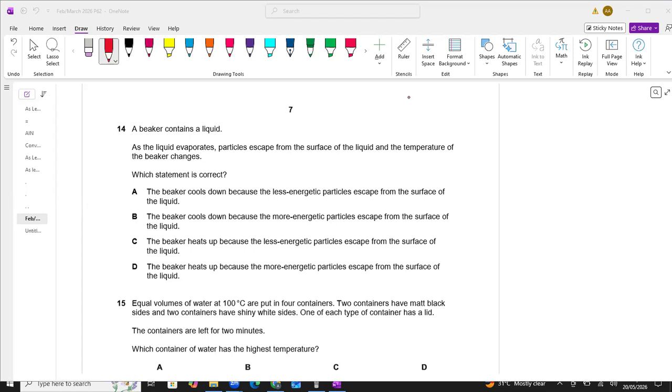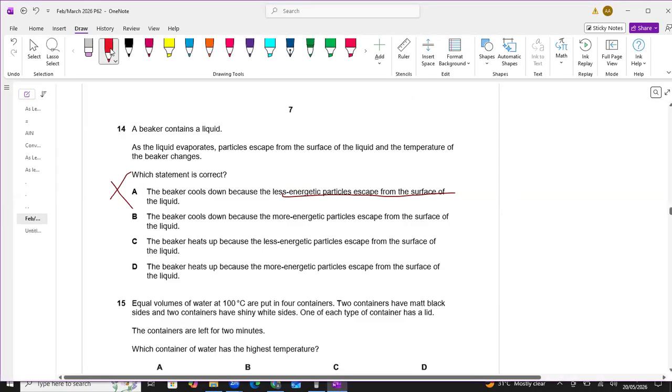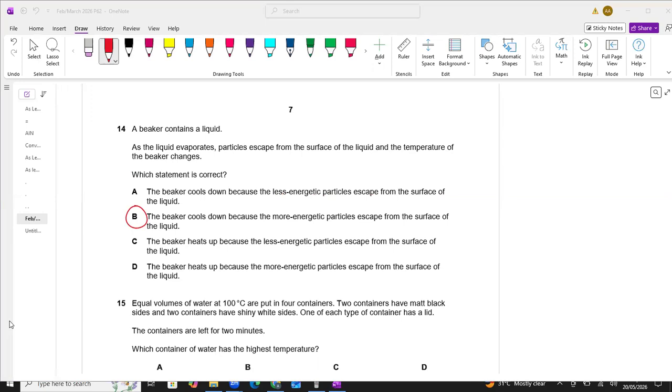So now they are asking which statement is correct. In option A, they are saying the beaker cools down because the less energetic particles escape from the surface. No, how can less energetic particles escape from the surface? Obviously, it is not possible. Now in option B, they are saying the beaker cools down because the more energetic particles escape from the surface of the liquid. So yes, students, B is the correct answer, because the more energetic particles have absorbed heat energy from the surrounding, so they are more energetic.